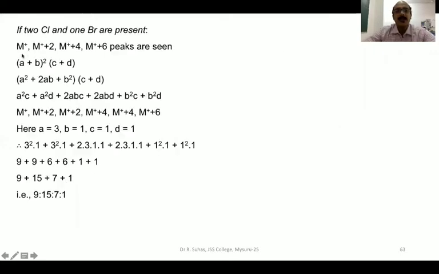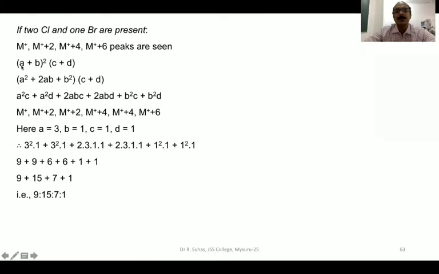What if a compound has 2 chloro and 1 bromo? That is very, very important. In this case, we are going to see M+, M+2, M+4, M+6 peaks. There are 2 chloro. Chloro is A plus B, bromo will always be C plus D. There are 2 chloro, so (A plus B) whole raised to N, N becomes 2. So this becomes (A plus B) whole square into (C plus D). There is only 1 bromo, so (C plus D) whole power N becomes just C plus D.